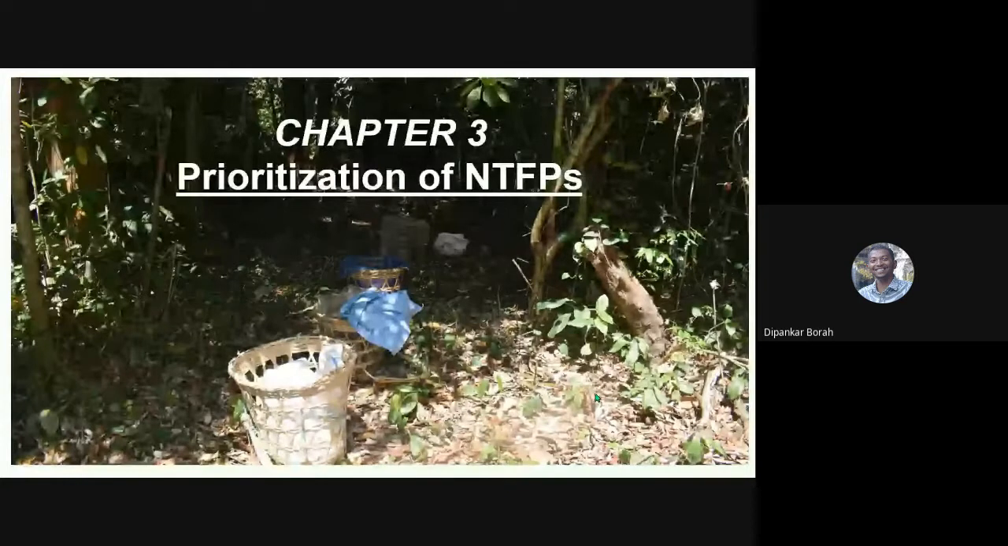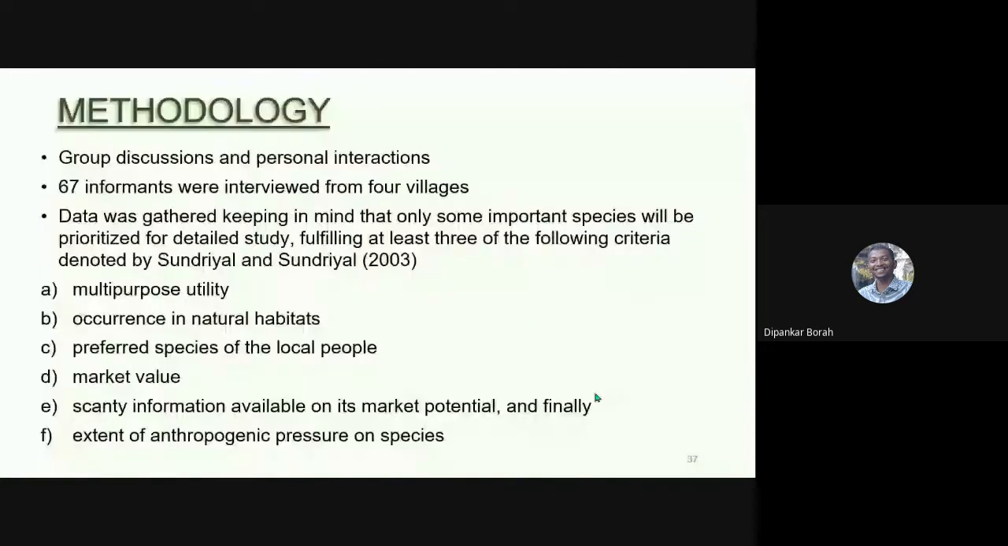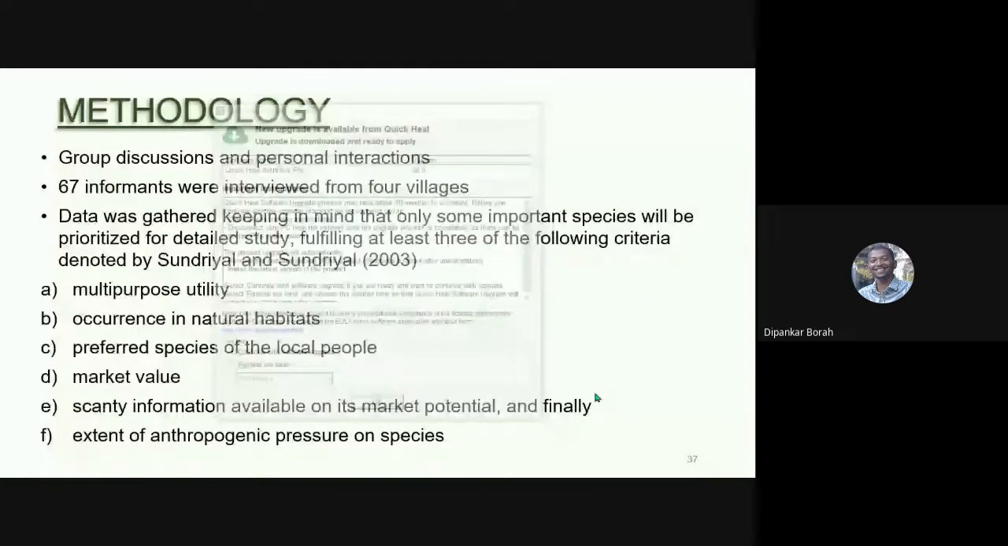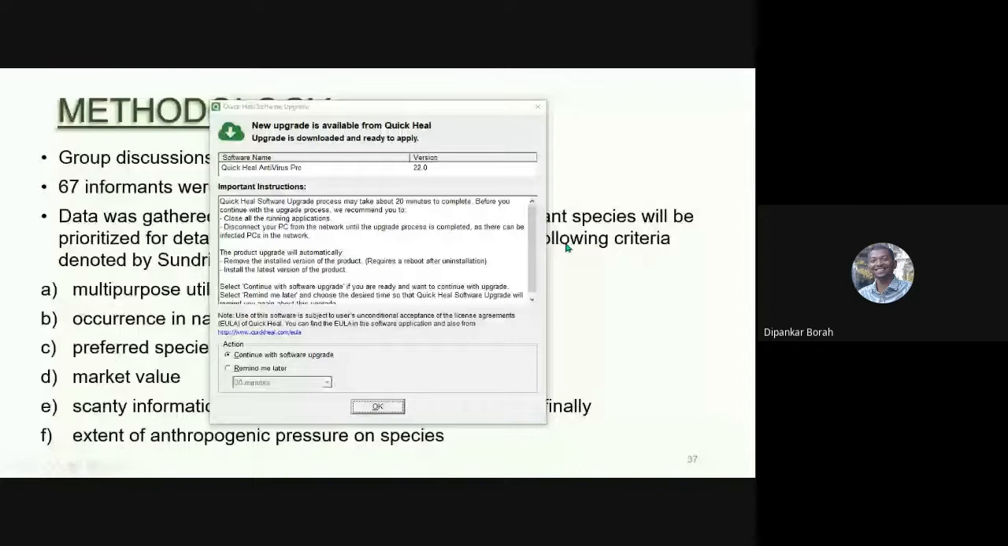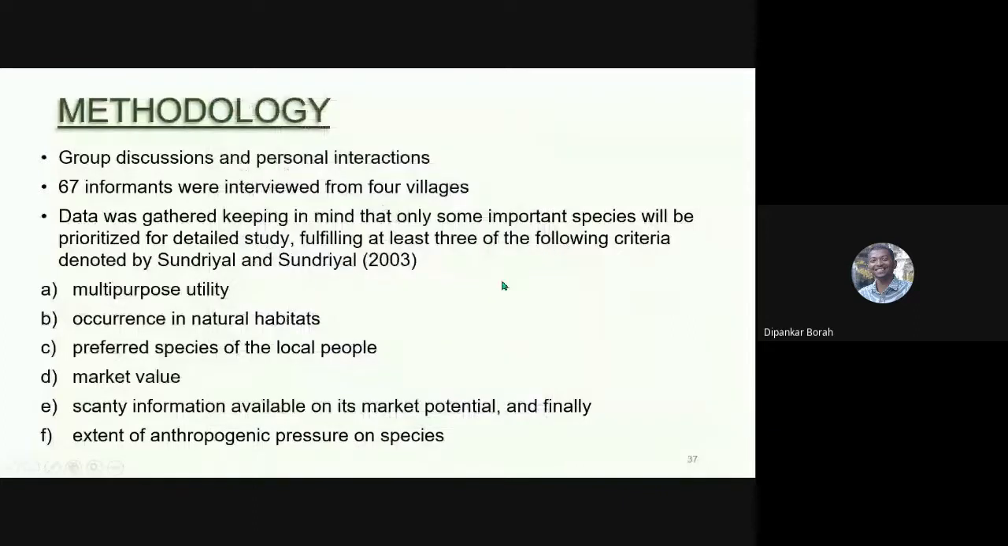Chapter 3, that is prioritization of the NTFPs. Group discussion and personal interactions, including 67 informants, were done from 4 villages. The data was gathered keeping in mind that only some species can be prioritized for detailed study, which fulfills at least 3 of the following criteria denoted by Sundriyal and Sundriyal 2003.